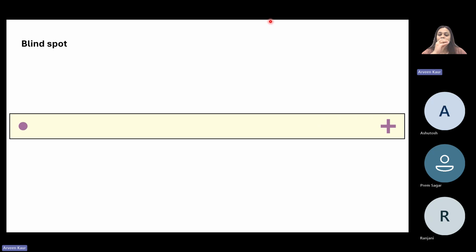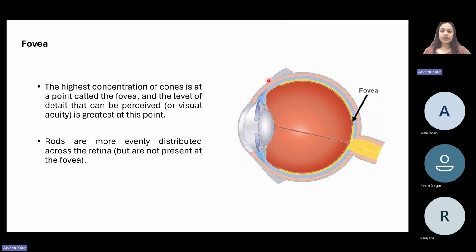So the circle that will be falling on the place where your blind spot is, that light will be falling there, which is why you will be unable to see that circle in that particular frame, right? So you have to keep bringing it closer to you until that happens. So that is how you determine that this is a blind spot.